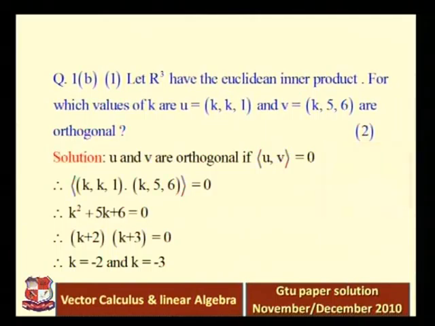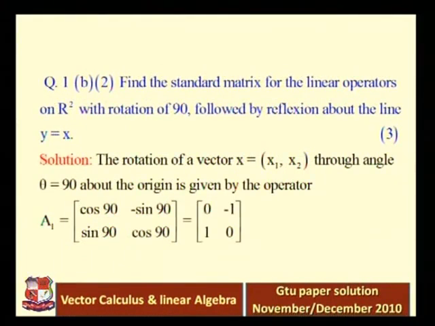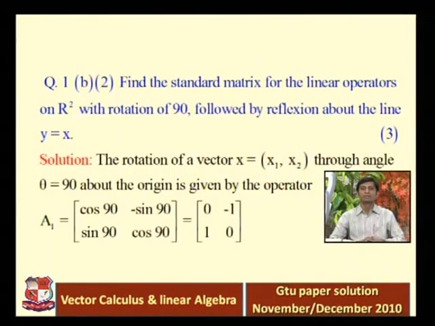Let's solve the next question, question 1b, second part. This question asks for 3 marks. Find the standard matrix for the linear operator on R2 with rotation of 90 degrees followed by reflection about the line y = x. So here we have to find the standard matrix for the linear operator on R2 with rotation of 90 followed by the reflection about the line y = x.